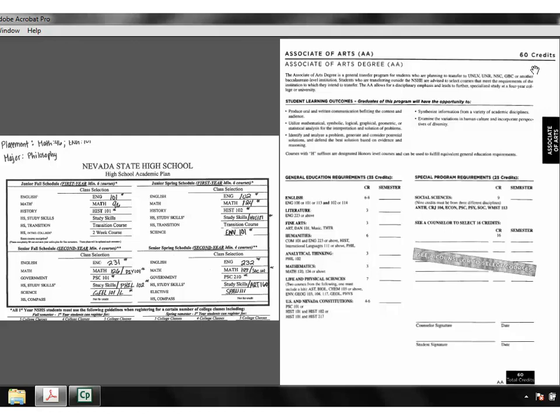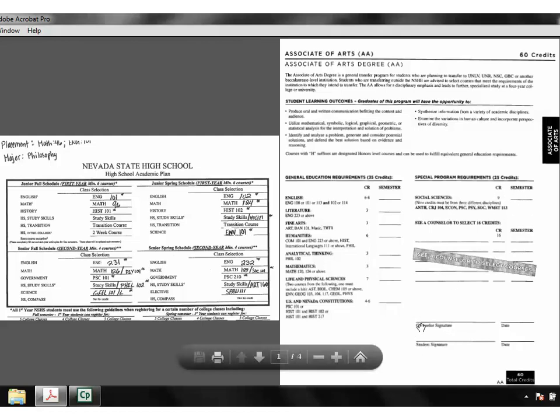This associate's degree requires 60 credits. This form is the college academic plan. It tells you your general education requirements, all the courses listed in the left column, with the credits, and then the semester you can tell when you either took the class or are planning to take the class. On the right column is your special program requirements, again the courses listed, credits, and the semester column.